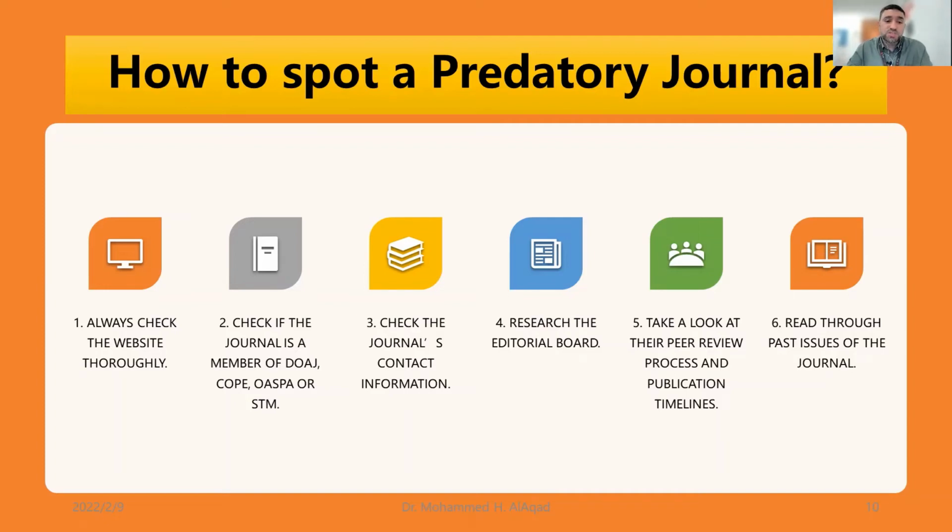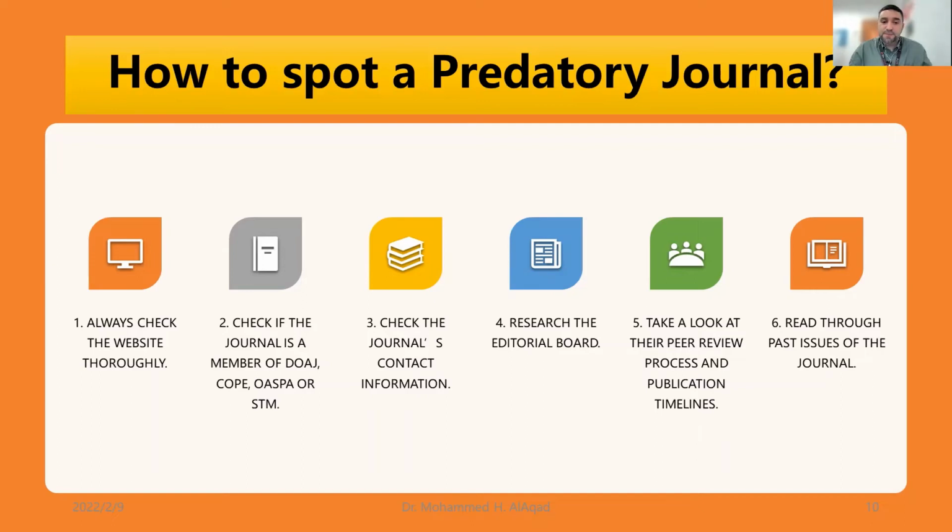Number one, always check the website thoroughly, meaning that often a telltale sign of a predatory journal is mistakes in both spelling and grammar on their website. Poor use of language shows a low professional standard. You can find this easily on their website. The journal fees should be clearly stated on the website and should only be requested from the author after the article has been accepted, not before that. So these are the main features you can find. This is number one.